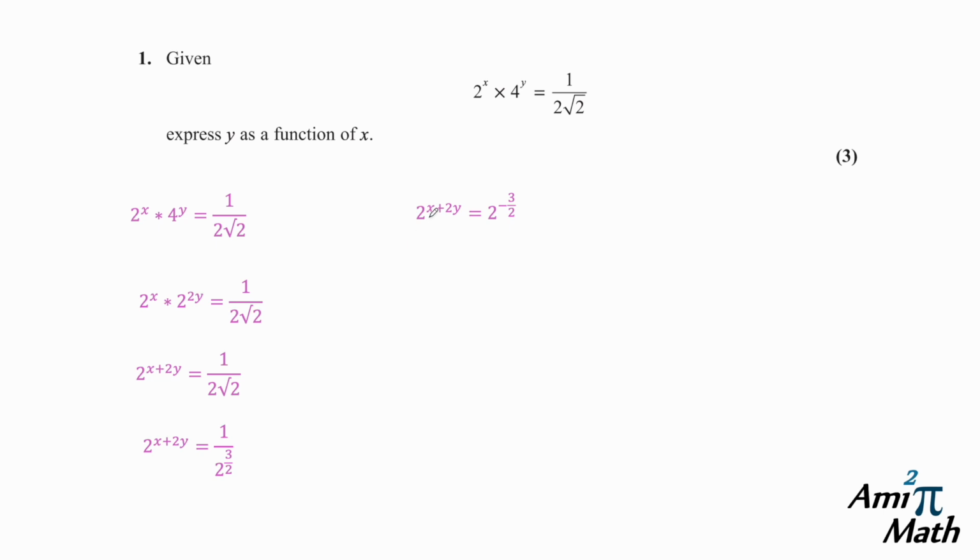And then we know that if this is base 2 and this is base 2, and this will equal this, we can just set the indices equal to each other. So we can do x plus 2y equals minus 3 over 2. And then we can write 2y equals minus 3 over 2 minus x. And then we just divide by 2 on each side. And that gives us y as a function of x. So we've got an expression for y.